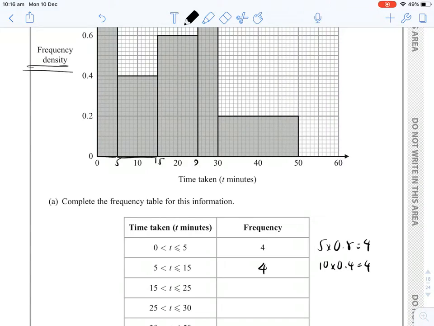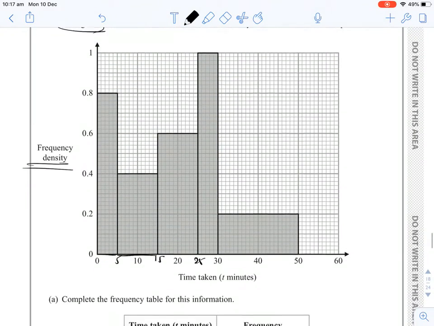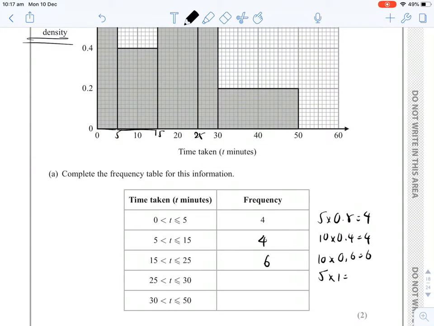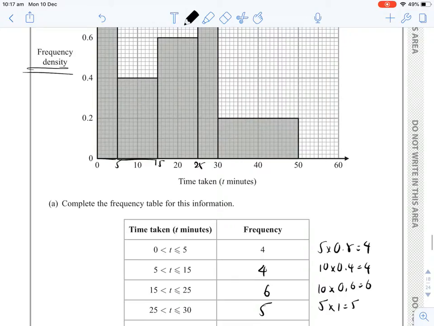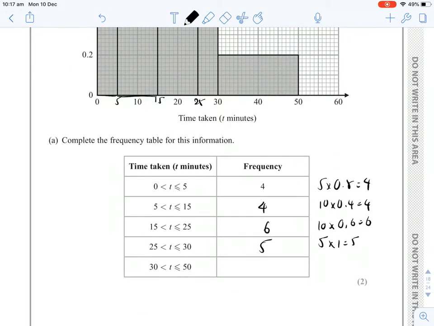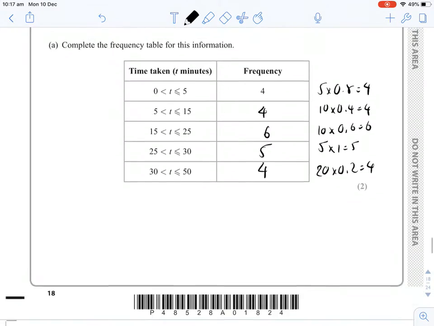The next bar goes from 15 to 25, so the width of that is 10. The height is 0.6. 10 lots of 0.6 is 6. The next one, the width is only 5, but the height is 1, so it's just 5 times 1, which will be 5. And then finally 30 to 50, and then up to 0.2, so we've got 20 times 0.2, which will give us a height of 4, an area of 4. So those are our frequencies.